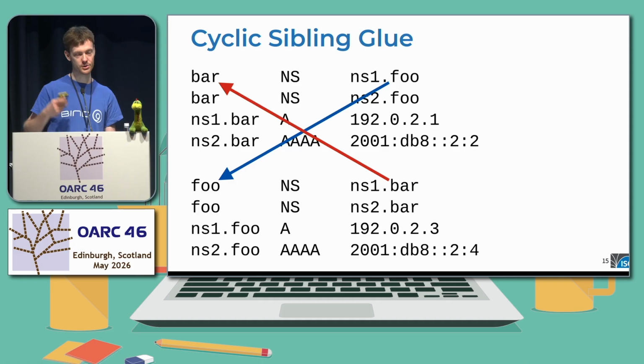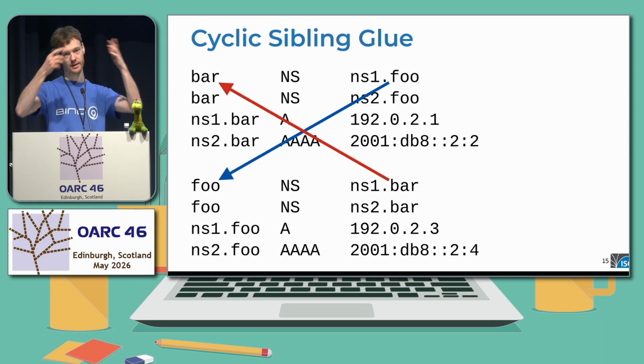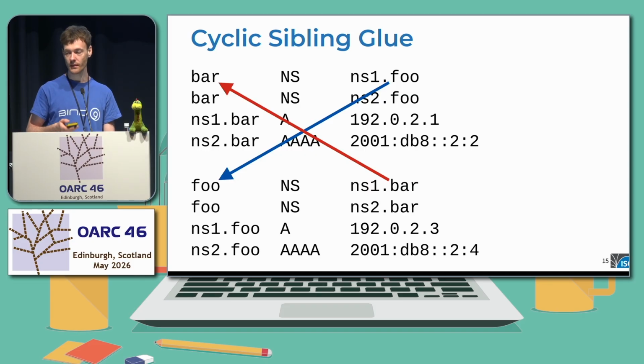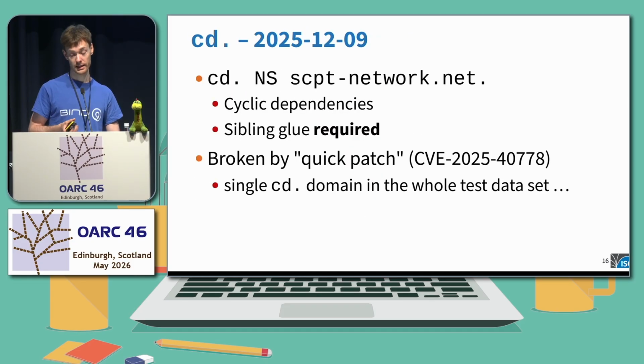This is just an illustration of how the cyclic sibling glue works. Of course, it was more complicated, with more levels of indirection in reality. But here the bar delegation is using a name within the foo domain, and the foo domain is using a name server name in the bar, and you get the idea. So much for trusting what the RFC says.